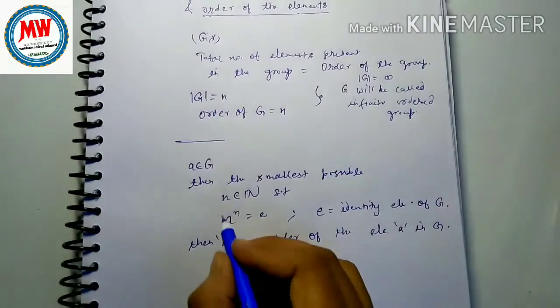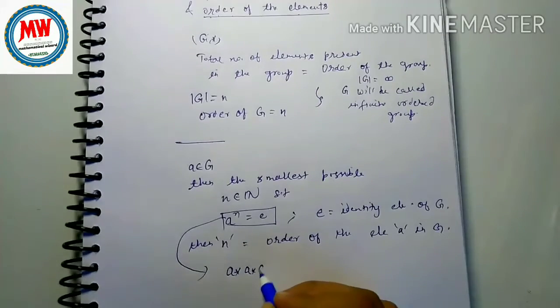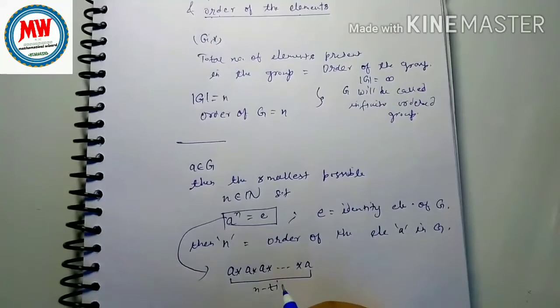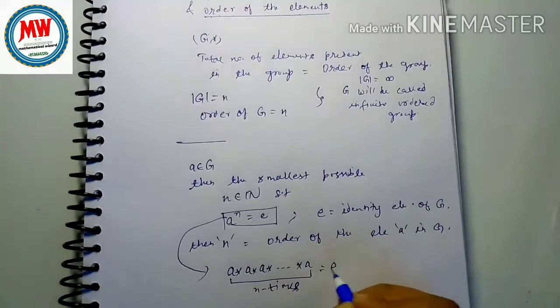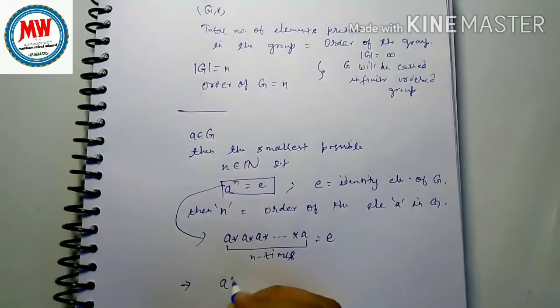We can also write this as A star A star A dot dot dot star A, that is n times, and it is equal to the identity element E. In this way we can define the order of any element. We can note here, if we raise A to the power n by m, that is A raised to the power n into m, then also it will be equal to E.